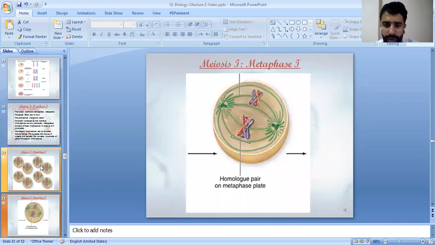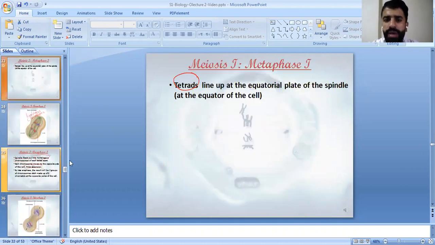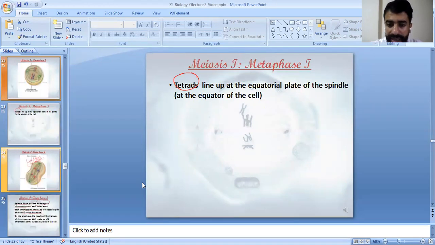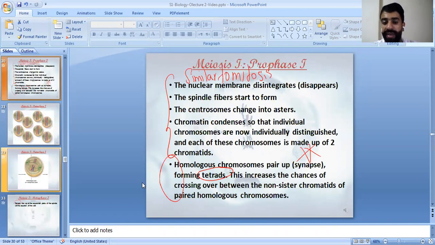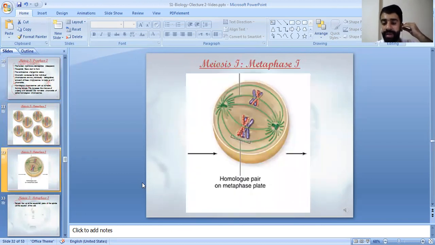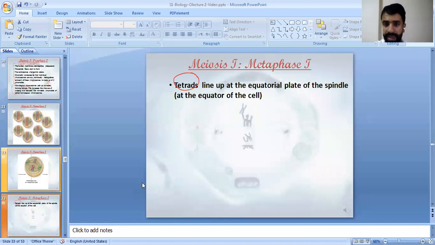Meiosis 1, prophase 1, and here we have metaphase 1. Metaphase 1 is the same. They line up at the equatorial plate, or the equator of the cell. But here, it is not chromosomes that line up, it is the tetrads, the tetrads that were formed during the prophase. They line up at the middle of the cell, forming what's known as the equatorial plate.